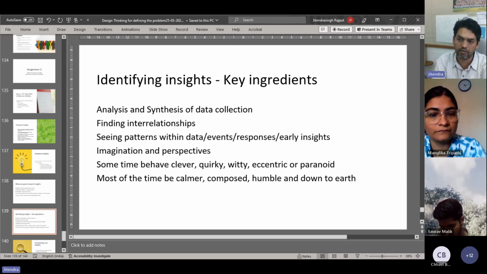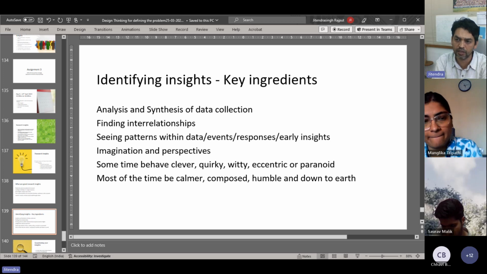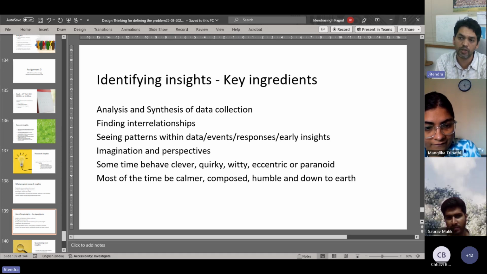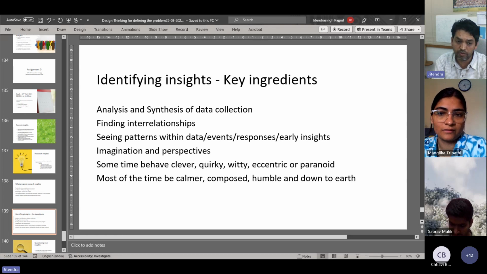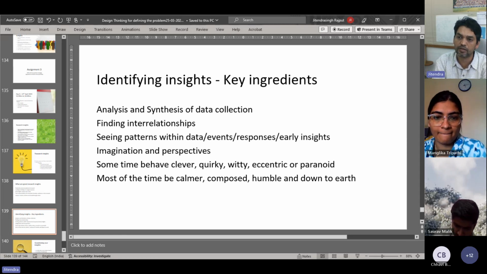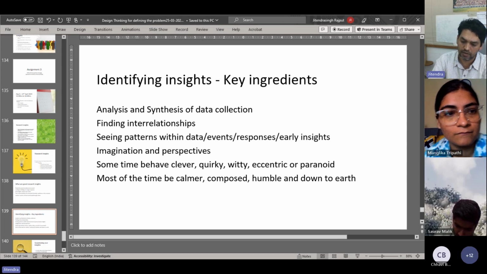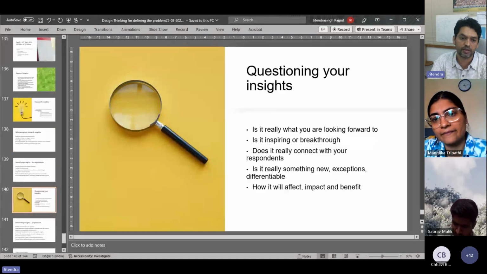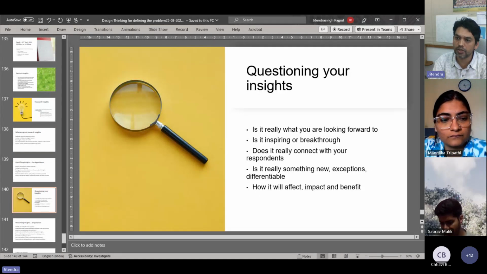You have to be very quick in terms of understanding the situations and behave according to that. So being quirky, clever, witty, eccentric, paranoid is all possible when you are trying to understand any sort of insights from given data. Most of the time you have to be calm also. You have to be settled and subtle in terms of how you will pick up insights. You need to question your insights.